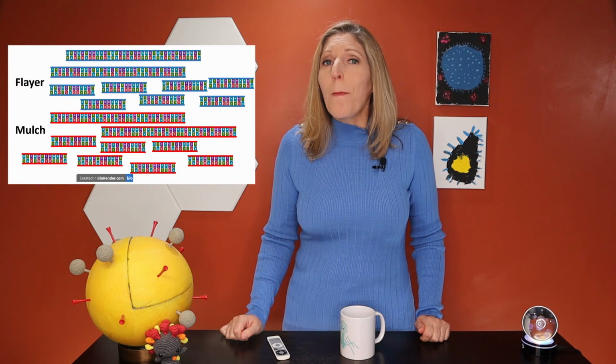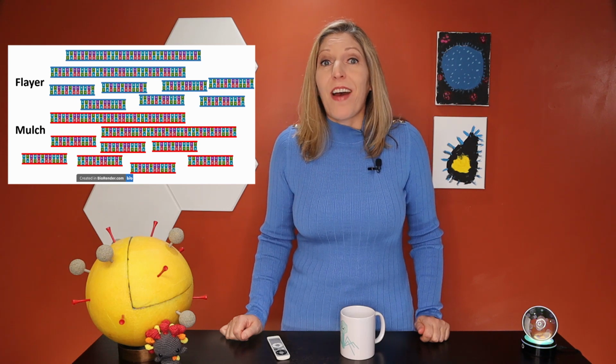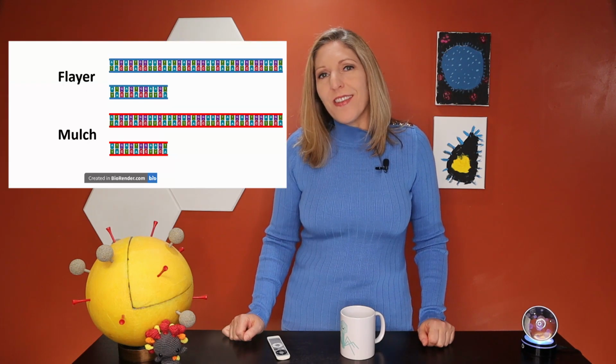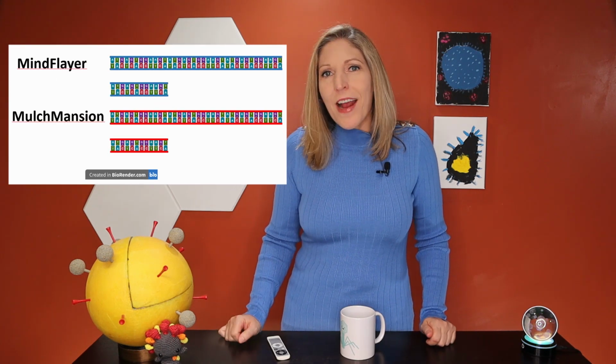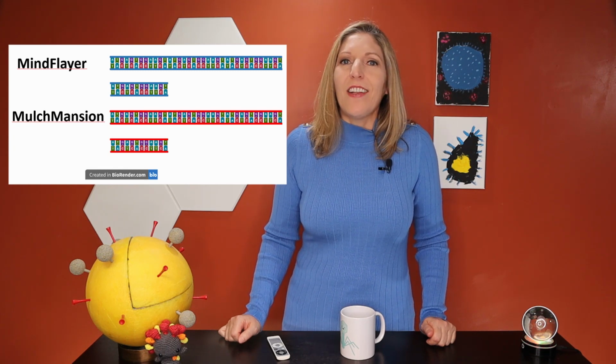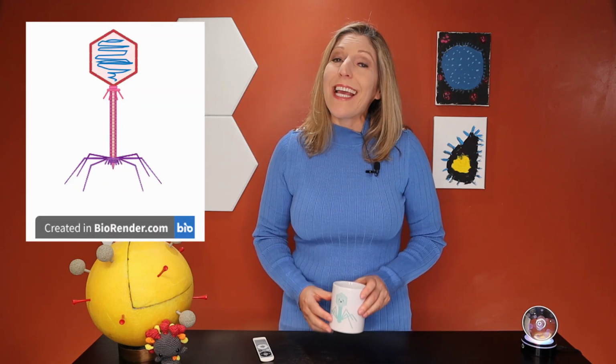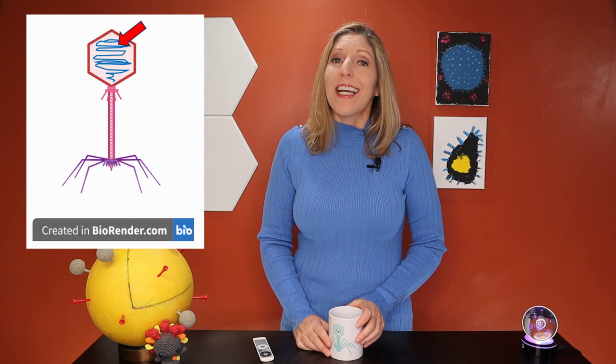The authors also noted that the short sequences were much more abundant than the long ones, suggesting that replication of satellite viruses using helper elements occurs at the expense of replication of the helpers. For ease of reference, they then named the helpers Mind Flayer and Mulch Mansion, and their satellites were named Mini Flayer and Mulch Room.